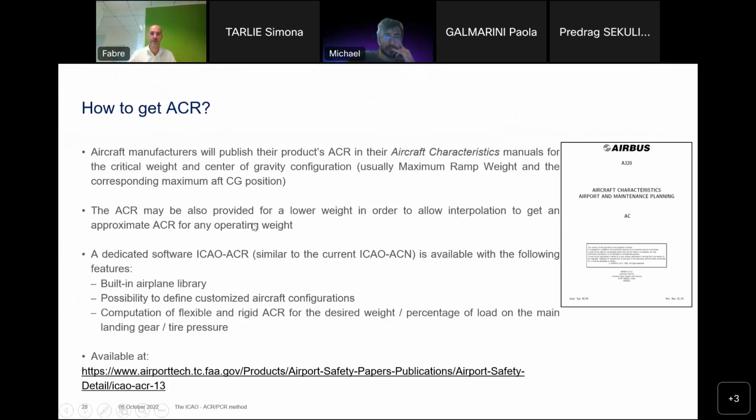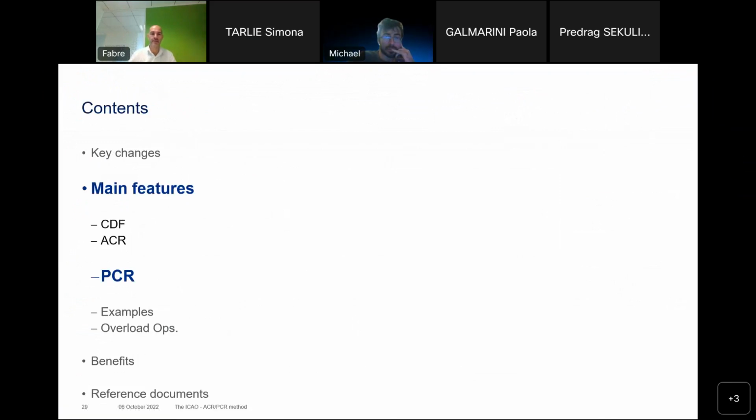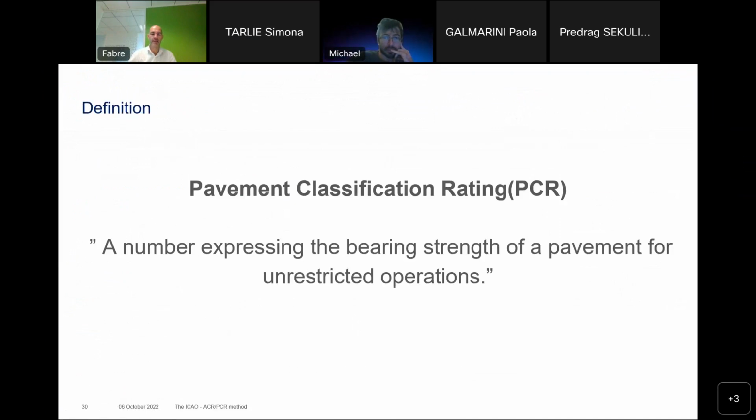So I propose then to continue with the PCR. So this is the last part of this awareness session that will be about the PCR with details on the reporting format as described in Amendment 15 of ICAO Annex 14. And I will explain also the PCR procedure step by step, and I will finish with some examples and the new guidance for overload operations. So there is no change again for the definition of the PCR compared to the PCN, except the word unlimited that has been replaced by unrestricted.